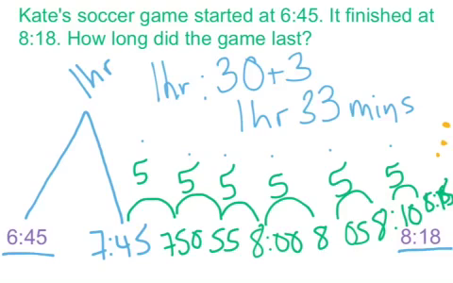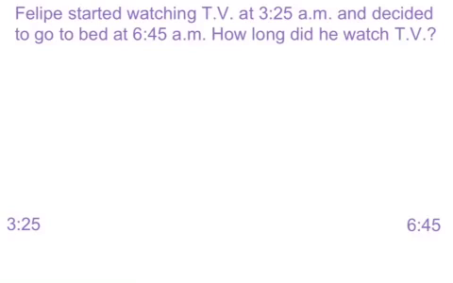Alright, so there was your strategy using the mountains, hills, and rocks. Let's see how you do it. So I want you to try the next problem. Felipe started watching TV at 3:25 a.m. That means he was up way past bedtime, and decided to go to bed at 6:45 a.m. How long did he watch TV?